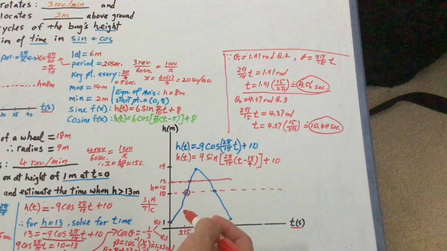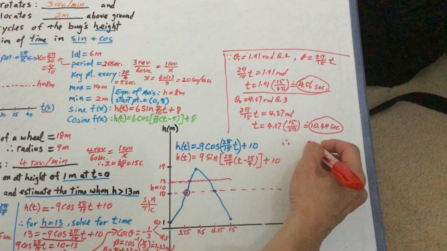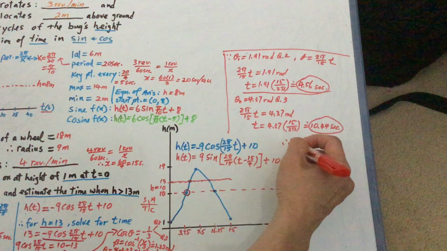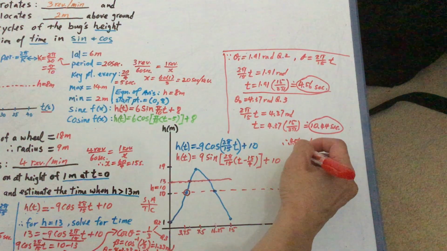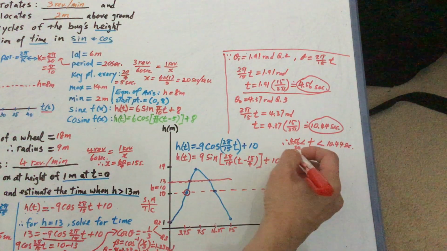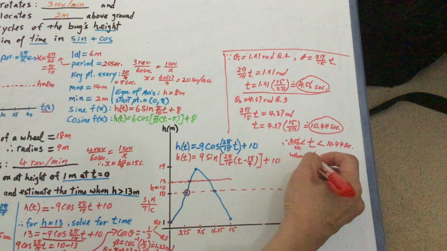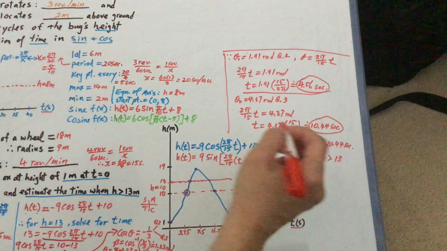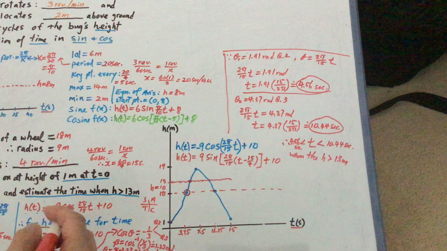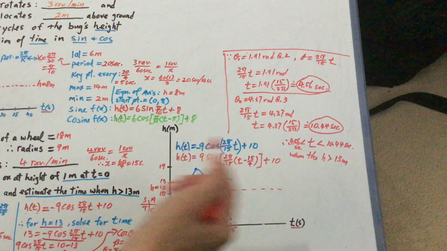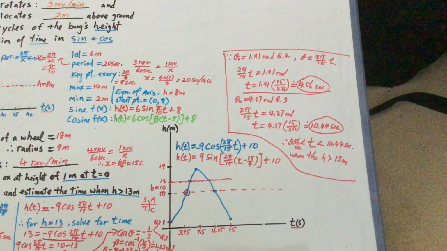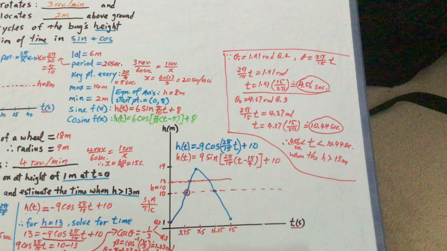So to answer the question, when the time is greater than 4.56 seconds and less than 10.44 seconds, that is when the height is greater than 13 m. Because it's strictly greater, that's the reason I don't put an equal sign there. If the question is asking when the height is greater than or equal to 13 m, then I would put the equal sign there. So that is how we solve for the x-intercept, or the time, for this particular question.